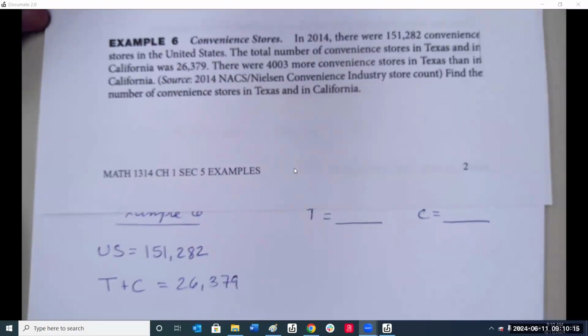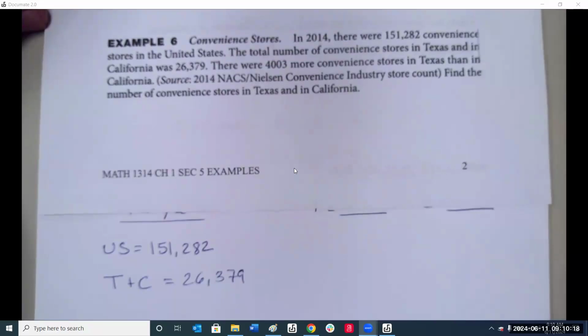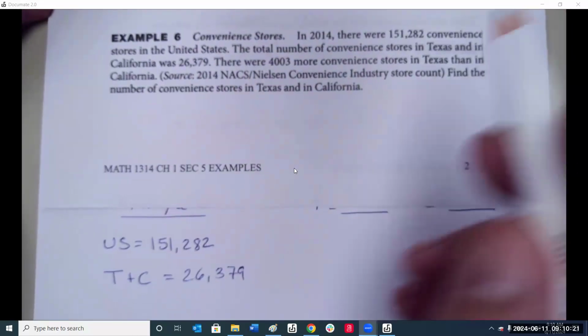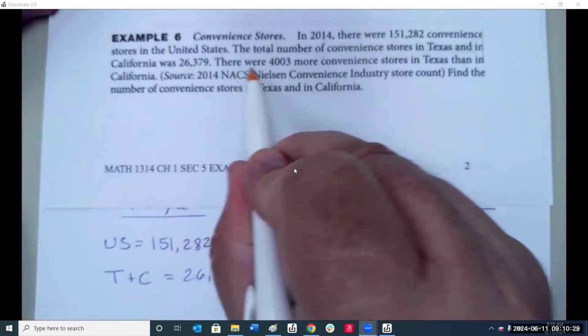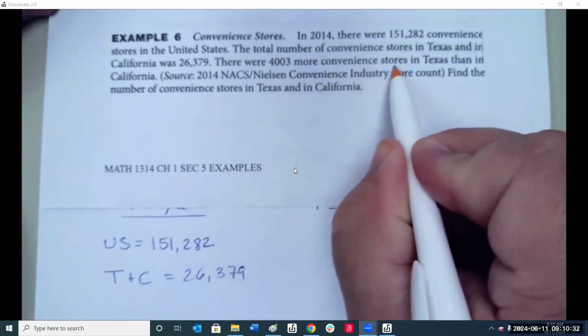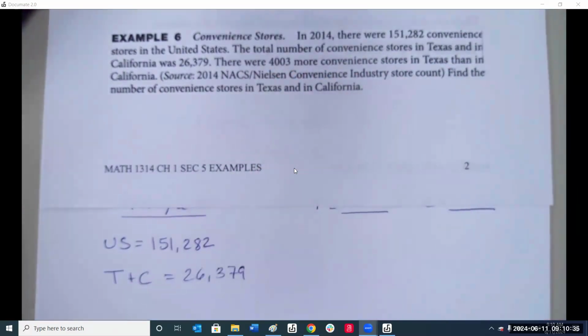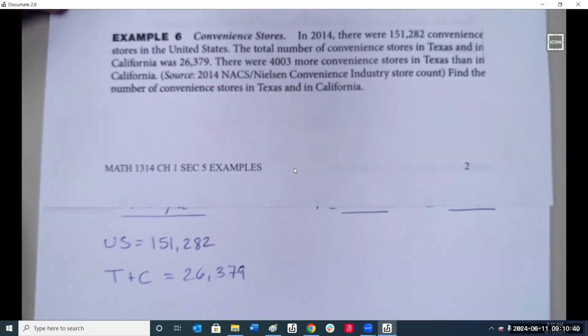Then what does it tell us? So how do we write that? There were 4,003 more stores in Texas than in California. Because the way these word problems work is you have to find the information, find the main formula that tells us what we're looking at, that's given. Now we have to find the relationship between the Texas and California. You have to find the relationship between the variables.